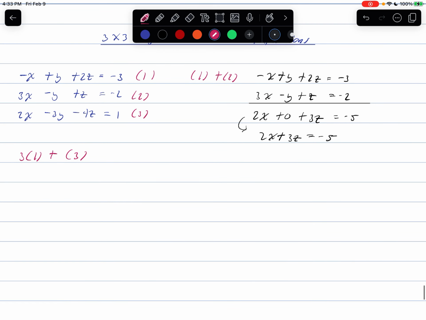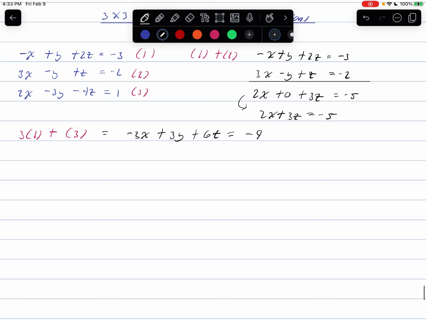Okay, so if we multiply equation 1 by 3, we will get negative 3x plus 3y plus 6z, and that's going to be equal to negative 9.